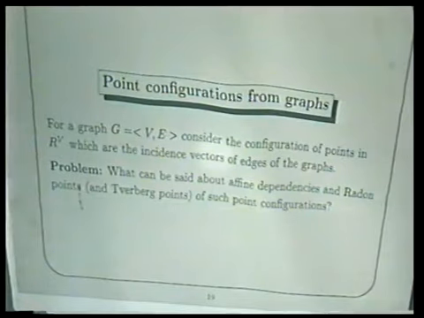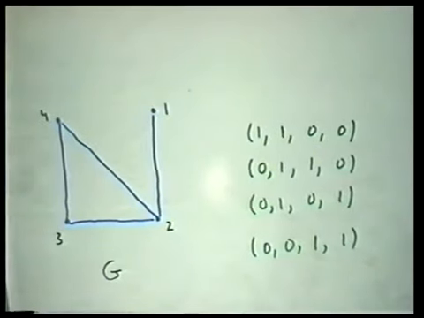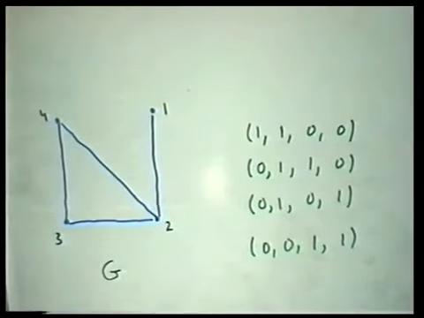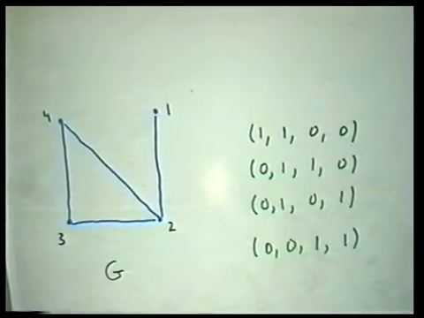Let me just explain to you what is the configuration which corresponds to a graph. Here is a graph. It has 4 vertices, 1, 2, 3, 4, and 4 edges. And these are the incidence vectors. So 1, 1, 0, 0, 0, 1, 1, 0, and so on. So is it clear how to associate a configuration of points to a graph?